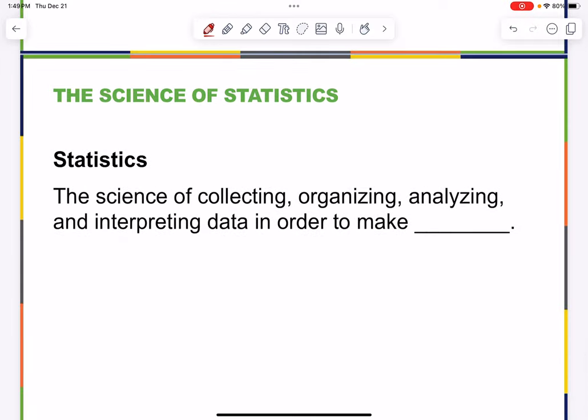So, the science of statistics. Statistics is a science. It's a very difficult science because it deals with uncertainty and a lot of unknown, and it tries to quantify things that are very difficult to quantify, like emotion or market forces, market quantity in economics, things like that. Very difficult to quantify in any useful way. And statistics allows us to do that in an incredibly useful way. It's the science of collecting, organizing, analyzing, and interpreting data in order to make decisions.